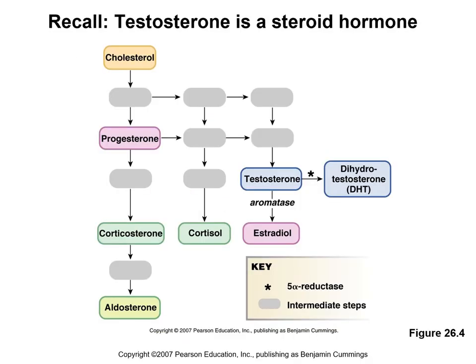Now recall, we've seen this before, that testosterone is a steroid hormone. So it begins from cholesterol, eventually leads to progesterone, and then in the testes we have the proper enzymes that will turn it into testosterone and another subtype, DHT, that we're going to talk about soon as well. Why is this important?